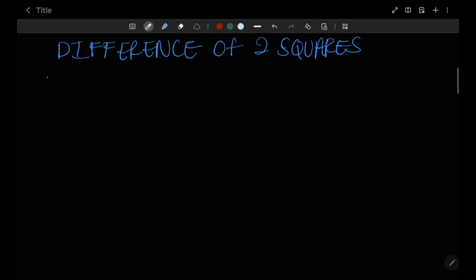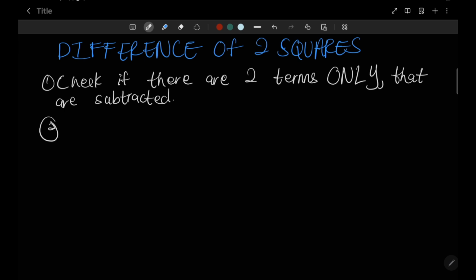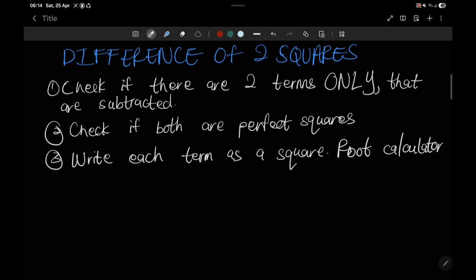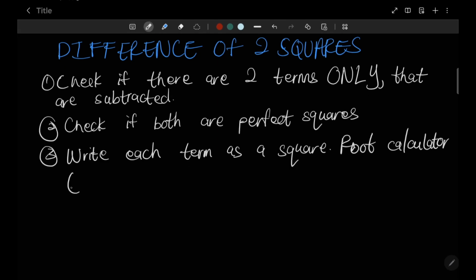Step 1, check if there are two terms only that are subtracted. Number 2, check if both are perfect squares. And number 3, write each term as a square. Application, let's say a squared minus b squared is equal to a minus b, a plus b.